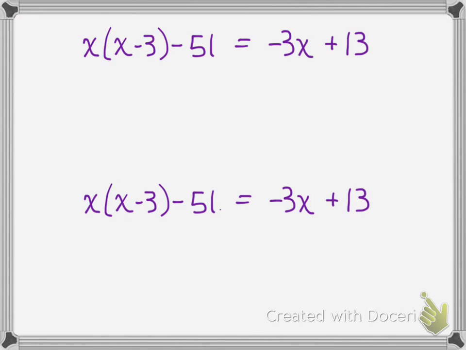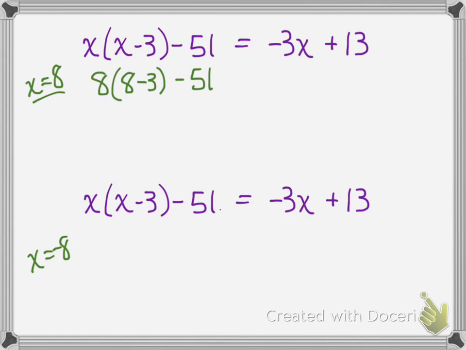So first let's check x equals 8, and down here we'll check x equals negative 8. All right, so for x equals 8, we're going to have 8 times 8 minus 3 minus 51. And we're asking ourselves, is that equal to negative 3 times 8 plus 13? So this becomes, if I do what's in the parentheses, 8 times 5 minus 51.